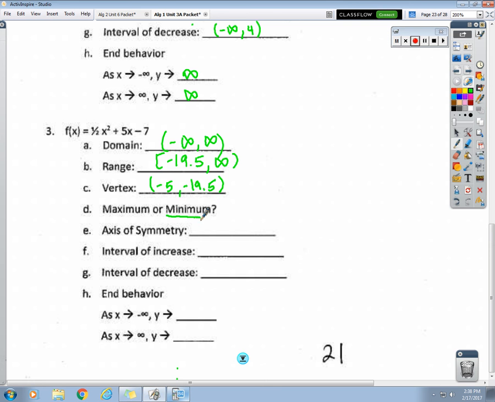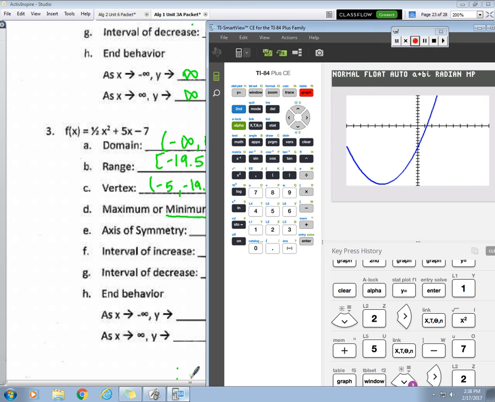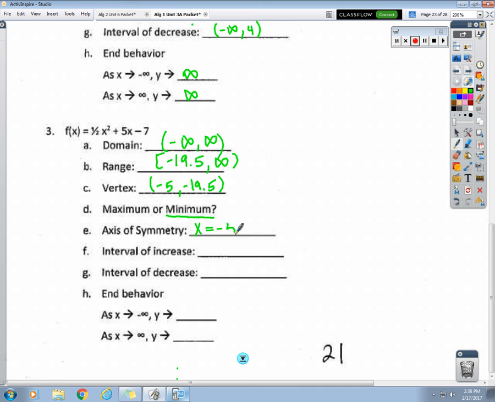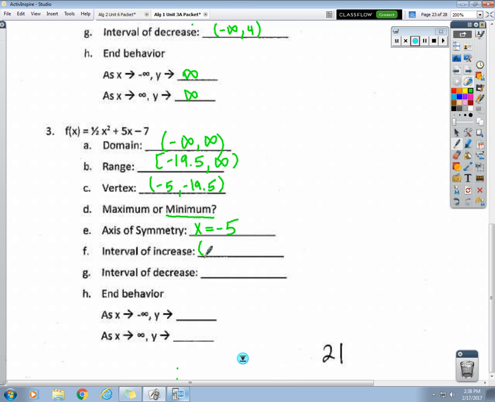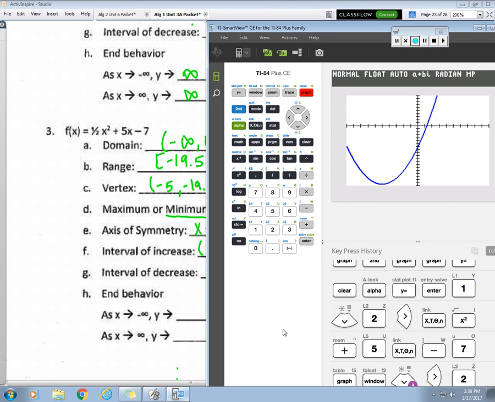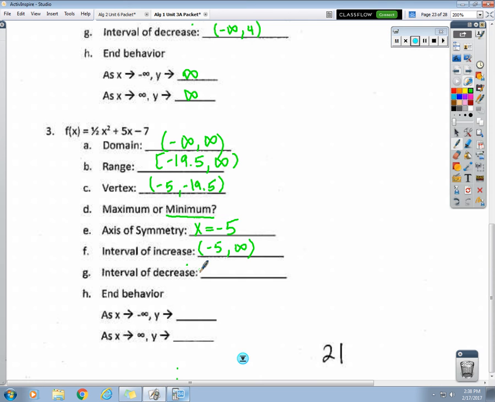Where would the axis of symmetry be? X equals negative 5. You'd have to draw a line cutting through the x-axis at negative 5. Where is it increasing from? Negative 5 to infinity, because it's increasing from the vertex, which has an x value of negative 5, and then forever to the right. So negative 5 to infinity. Where is it decreasing from? Negative infinity to negative 5.